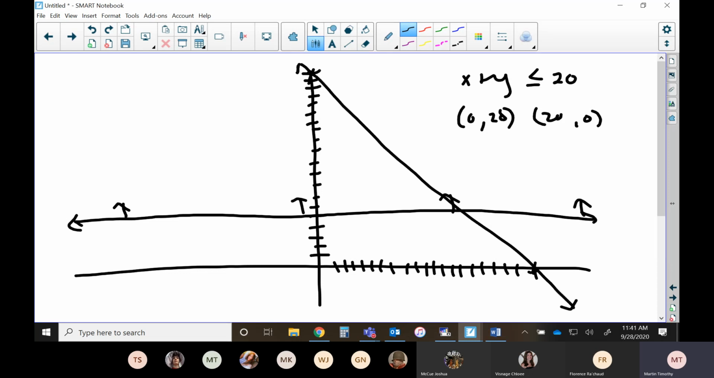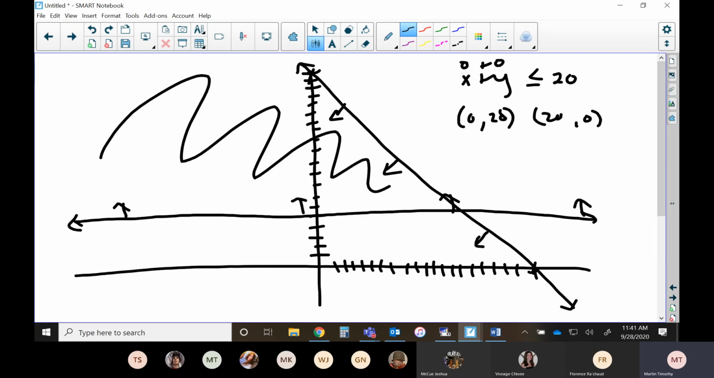And then I try 0, 0. I plug in 0. I get 0 plus 0 is 0. Is 0 less than 20? It is, so it's down below. So far, it's in this area over here. Does that make sense? Yes or no?